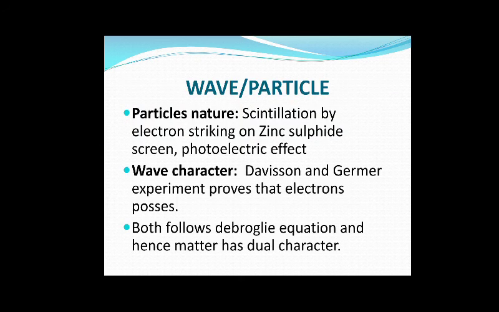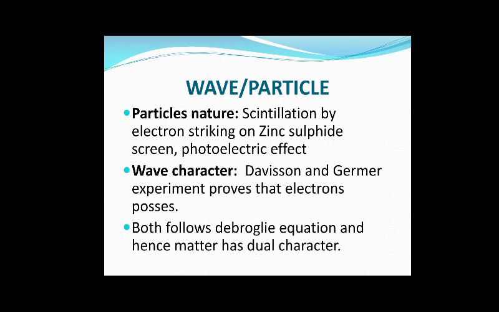As I said, the electron has two types of nature. The electron has particle nature as well as wave nature. Scintillation produced by the electron on a zinc sulfide screen is accountable for the particle nature. And Davisson and Germer were two scientists who did an experiment and proved that the electron possesses wave nature also. That experiment's detail is not in our syllabus.